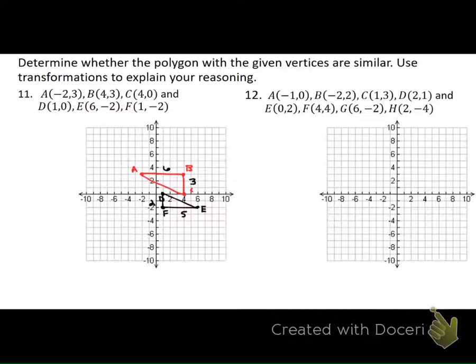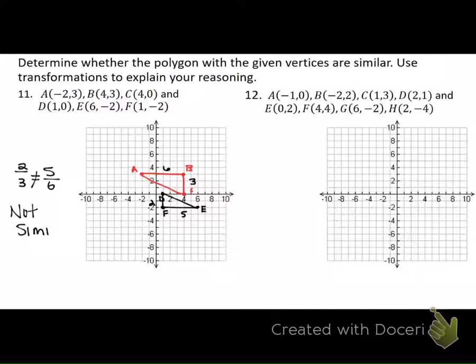So if we do the shorter sides and we're getting smaller, so that would be 2 over 3 and 5 over 6. Are these equivalent? Are these scale factors equivalent? Is 2 over 3 the same thing as 5 over 6? No. So this is not similar. So you can look for those scale factors. Okay, do not leave until you get the homework.